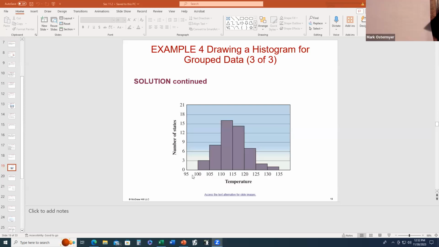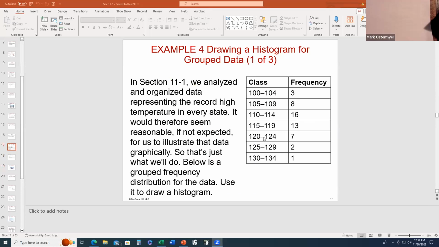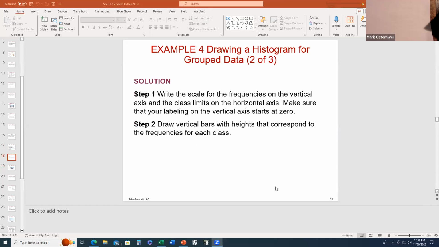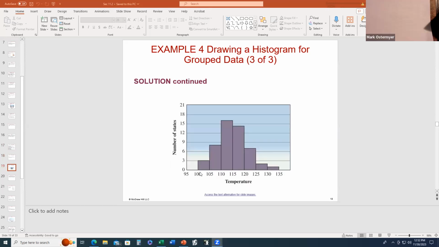Notice we have our classes laid out on the horizontal axis. And notice how we run these classes here. The first class goes from 100 to 105. They don't say 100 to 104 and then have a little gap and then say 105 to 109, then a gap and say 110 to 114. They just run 100 all the way up to 105 and then 105 all the way up to 110. That's all right. There's nothing wrong with that.